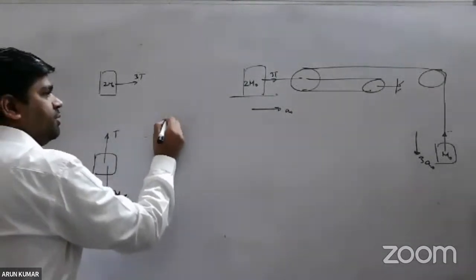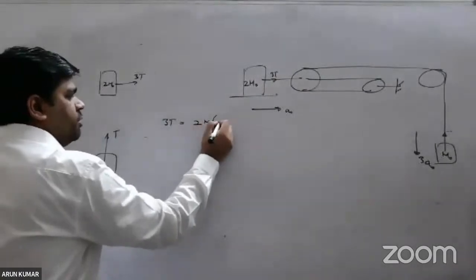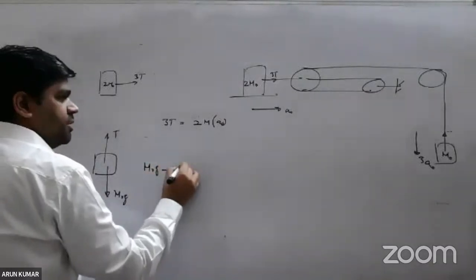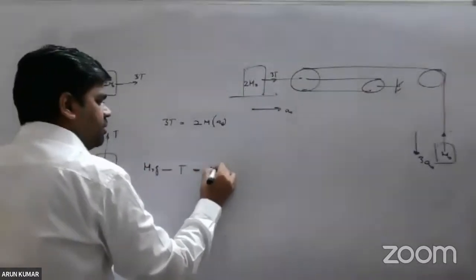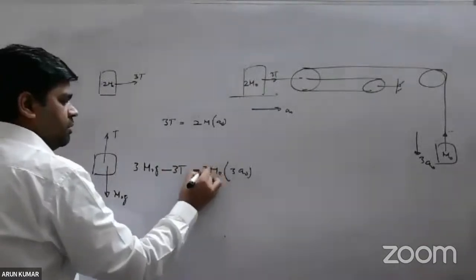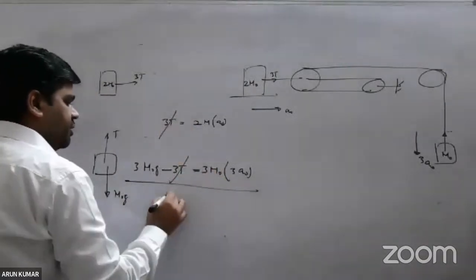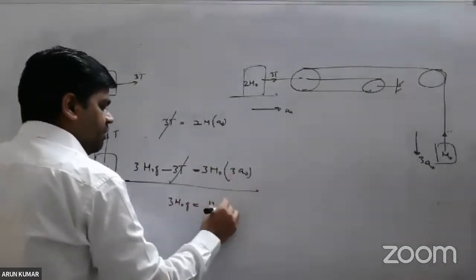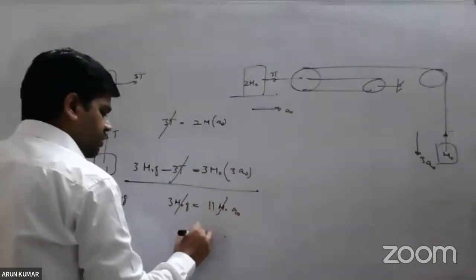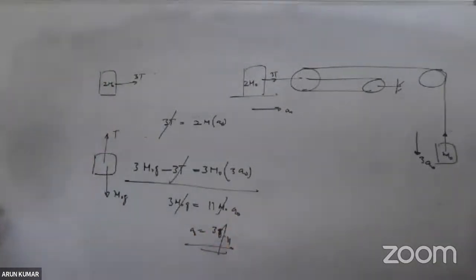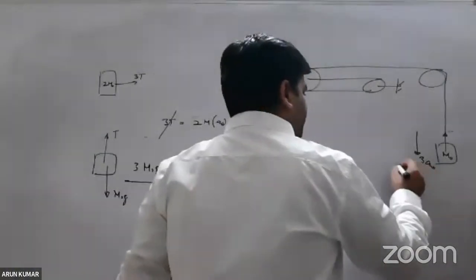So 3T is equal to 2m naught into a naught. For this particle, m naught g minus T is equal to m naught into 3a naught. So I multiply this with 3. I add these two equations. 3T gets cancelled out. 3m naught g is equal to 9 plus 2, 11, 11 m naught into a naught. m naught gets cancelled out. a naught is equal to 3g by 11. If this is 3g by 11, this is 9g by 11.